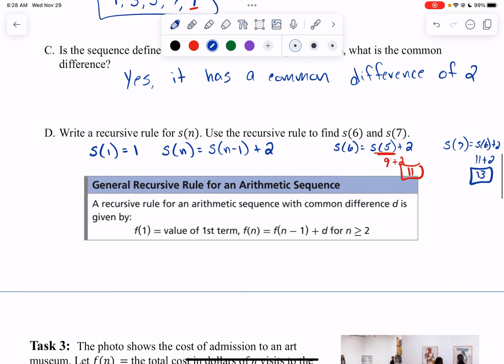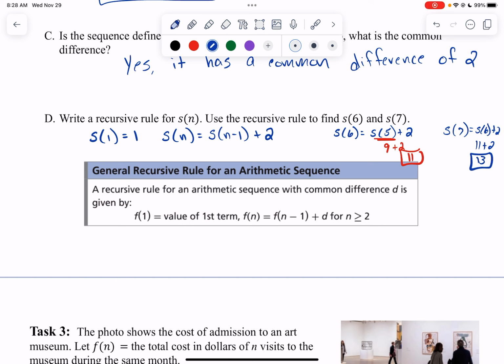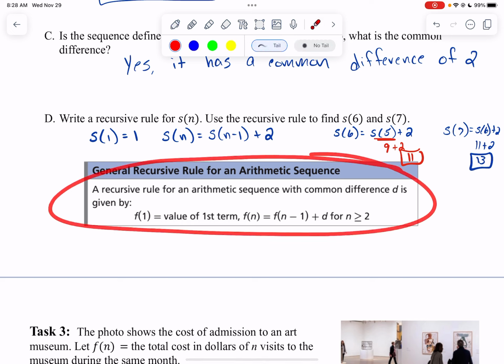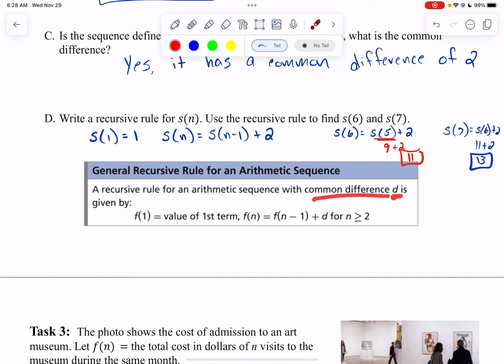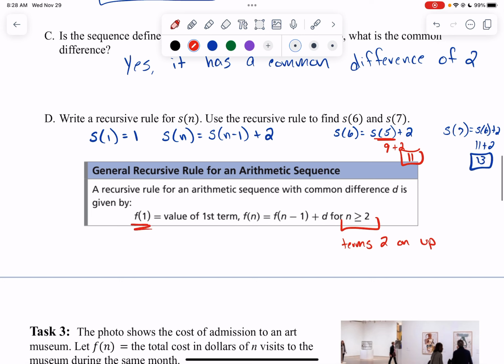Okay. So in general, a recursive rule for an arithmetic sequence with a common difference of d is given by f of 1, you name the value of the first term, then f of n equals the previous term plus d. This would be for values n greater than or equal to 2. All this tells me is it works for terms 2 on up, because it won't work for term 1. Term 1's down here. That just means for term 2 on up.